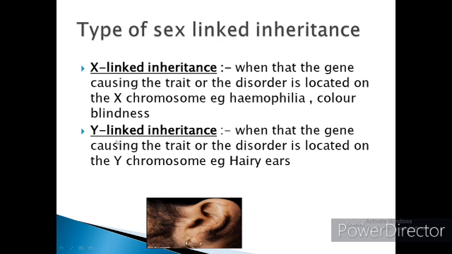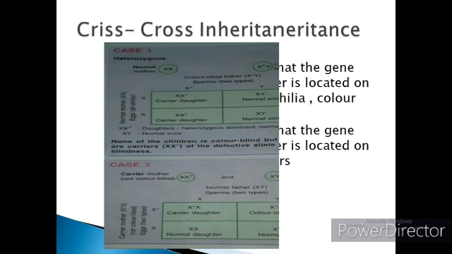And what is Y-linked inheritance? Y-linked inheritance is the inheritance caused by a disorder or trait that is located on the Y chromosome. An example of this type is hairy ears. Some people may have hairy ears just because of a disorder linked to the Y chromosome. Okay, so I hope you have understood.